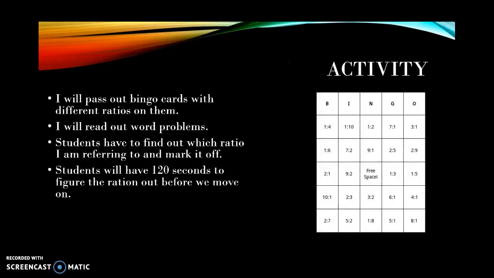So for tomorrow in class, I'm going to be passing out bingo cards with different ratios on them. I'm going to read you guys a scenario or a word problem, and you're going to have 2 minutes or 120 seconds to figure out the ratio before we move on.